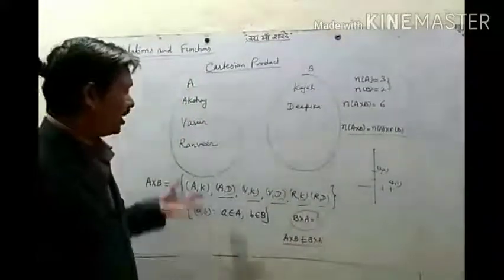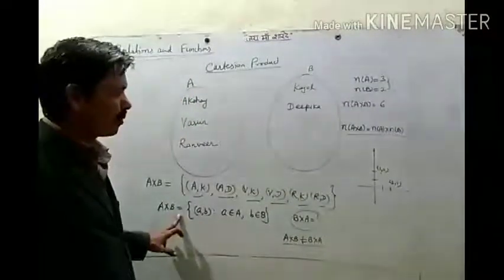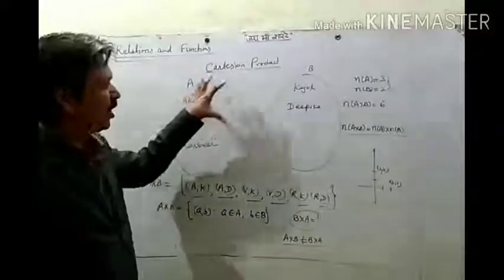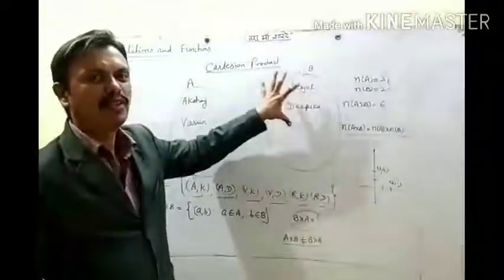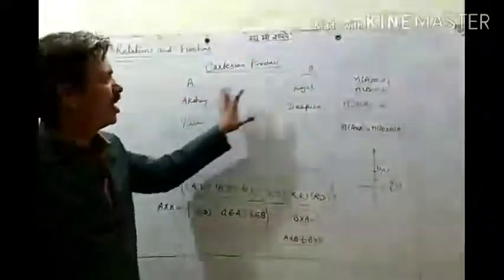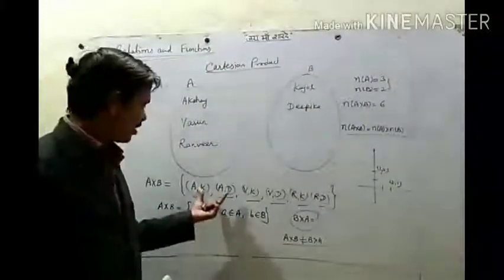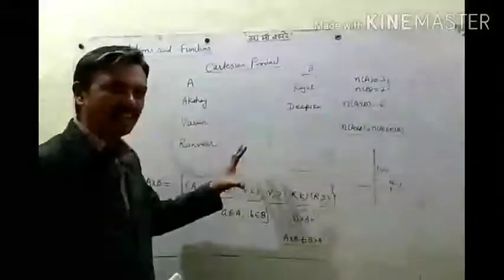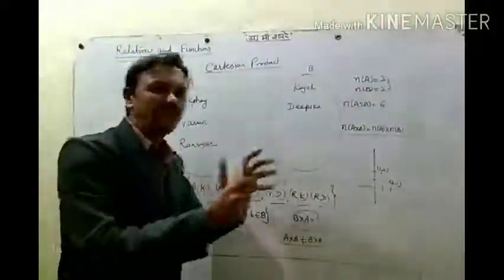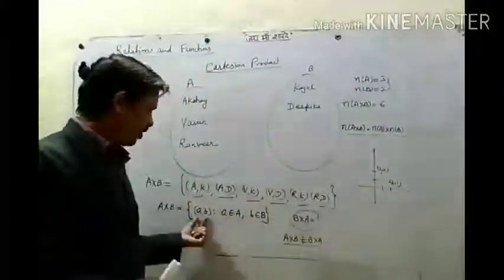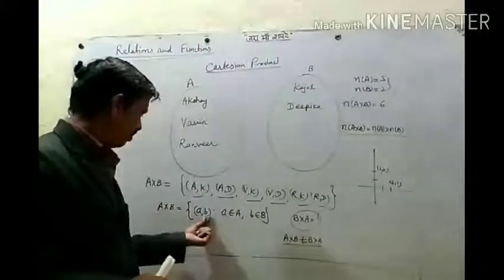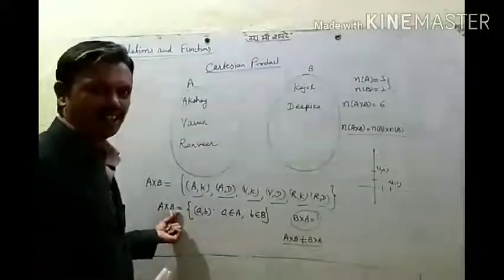Then how many elements will be in A cross B? The number of elements in A times the number of elements in B will give you the number of elements in A cross B. Clear? The Cartesian product of two sets A and B is the set of all ordered pairs (a, b), where a is in the first set and b is in the second set.